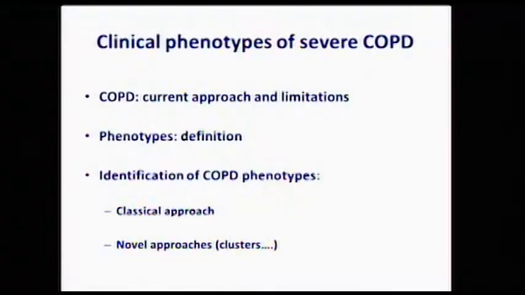So, why do we need phenotypes in COPD? First, I will review current approaches of COPD classifications and why there are problems with these classifications, with the old GOLD classifications, but also with the new GOLD classification, which I don't think really address the right problems. I will give you a short definition of phenotypes. Pascal already did so it's going to be short. And I will give you an overview of ways for identification of COPD phenotypes using the clinical classical approach, and I will use the example of chronic bronchitis for this. And I will touch about novel approaches such as cluster analysis.